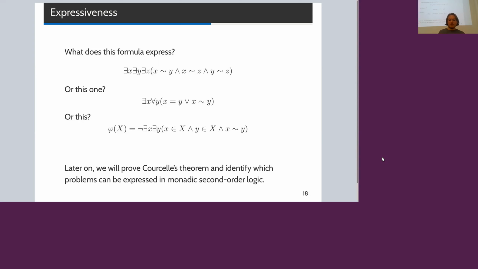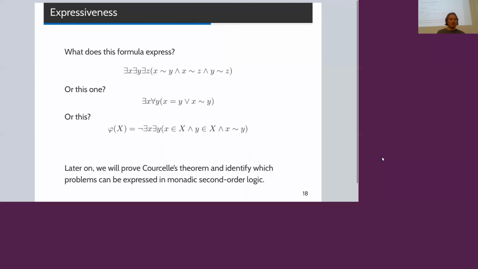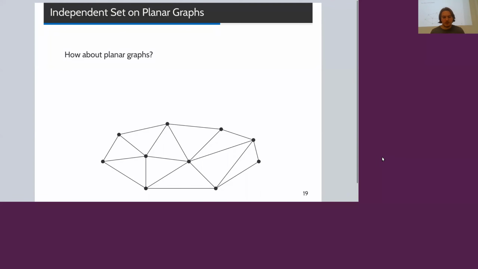Yeah, and with Courcelle's theorem, we will show that you can evaluate these kind of formulas. And so that's about the first part so far, about second order logic. A quick crash course. Any questions so far? If not, then let's talk about a little bit different things.